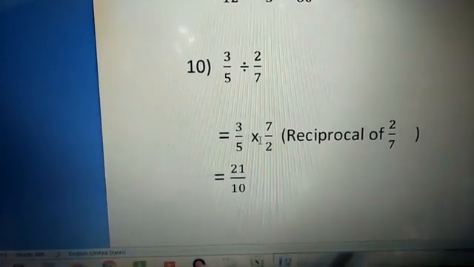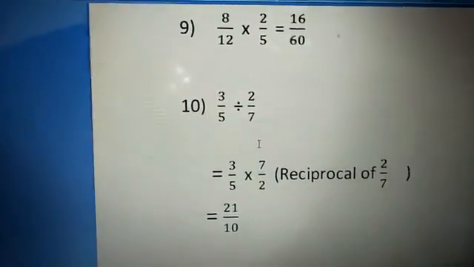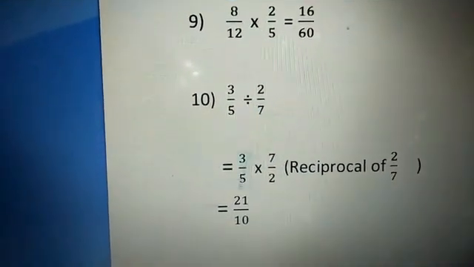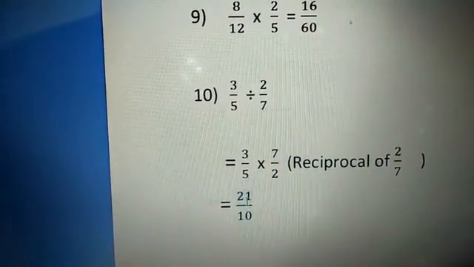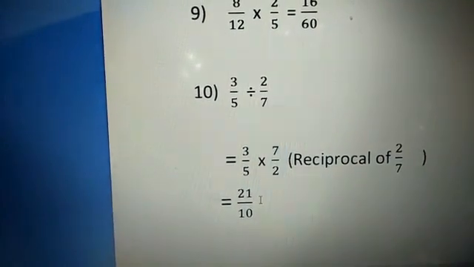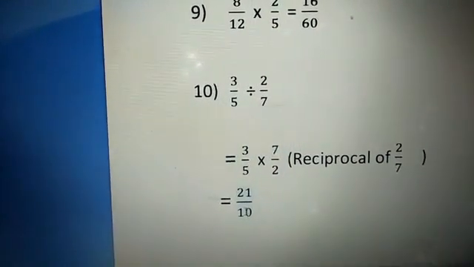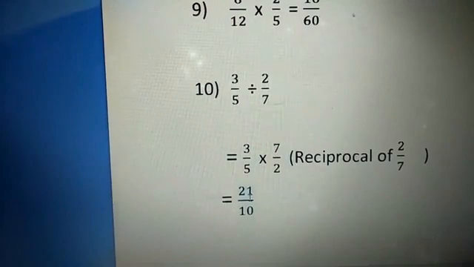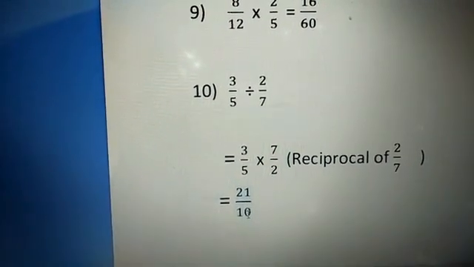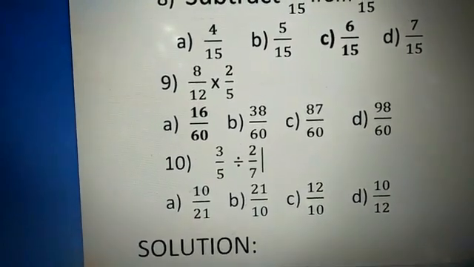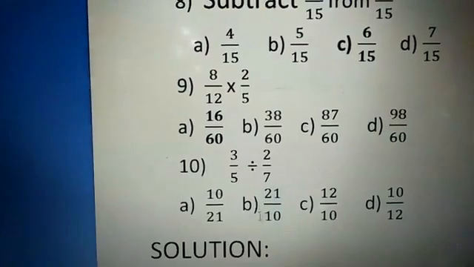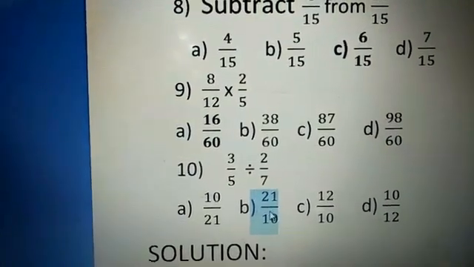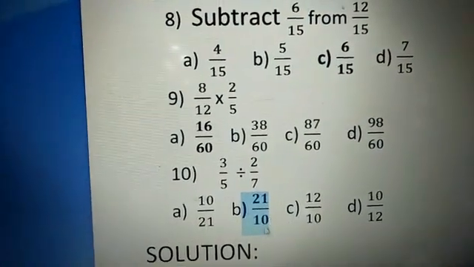Then as usual, multiplication. Already we did it in the 9th problem, likewise you have to multiply. 3 7s are 21 and 5 2s are 10. So what's our answer now? 21 divided by 10 is our answer. So where is the option? 21 divided by 10, children, is in the B option. So I have to select that B option. So this is our answer, children.